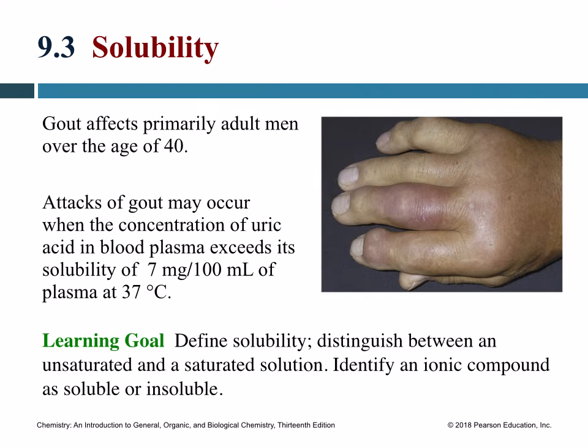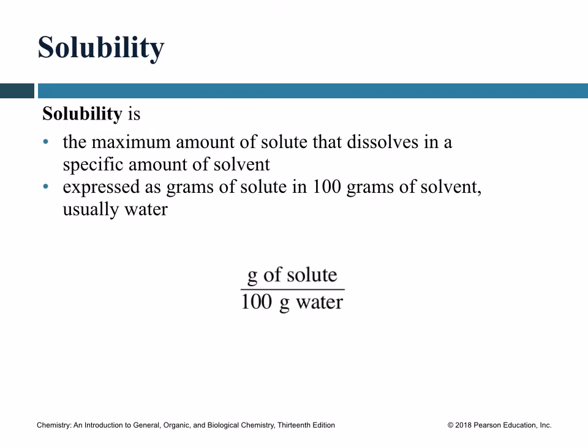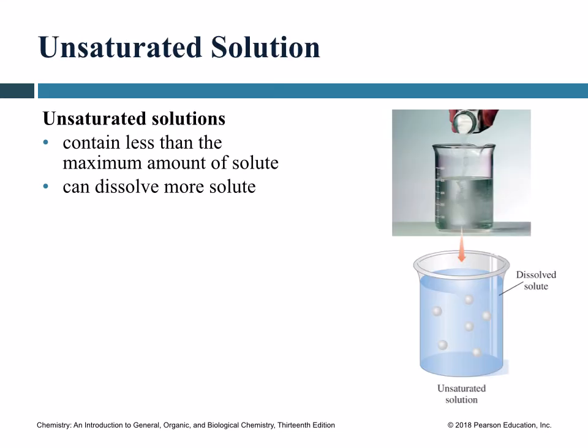To quantify how well a solute dissolves in a solvent, we use the term solubility. By definition, solubility is the maximum amount of solute that dissolves in 100 grams of a solvent. As you slowly add a solute to a solvent, at first the amount of solute is less than the maximum amount a solvent can hold. The resulting solution is unsaturated.